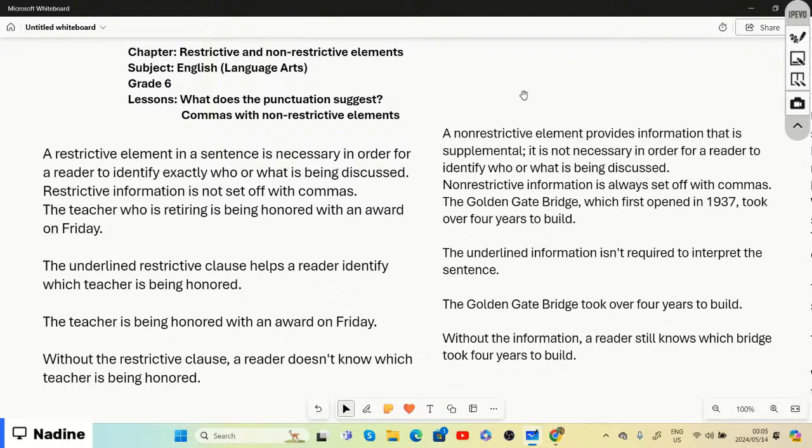All right, so we're first going to go over what punctuation suggests, or basically what restrictive and non-restrictive elements are. And when we are done with that, we'll go to aplusstudents.ca, and that is where we're going to continue with our tutorial lesson as well as our test.